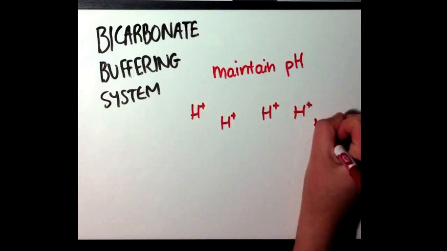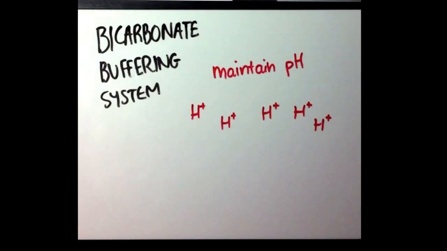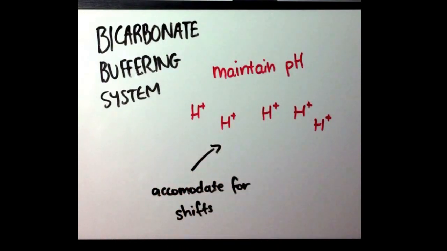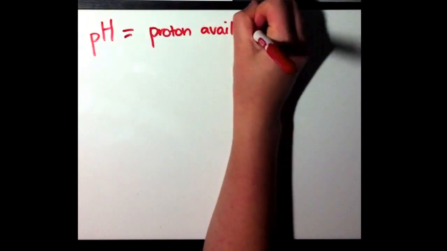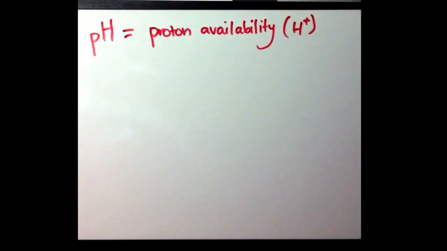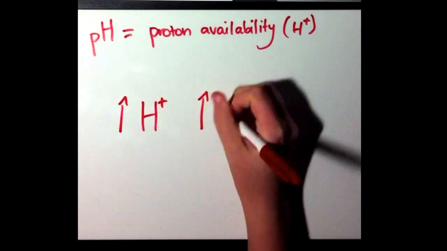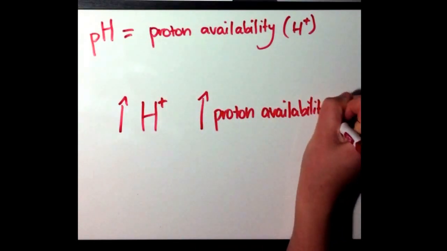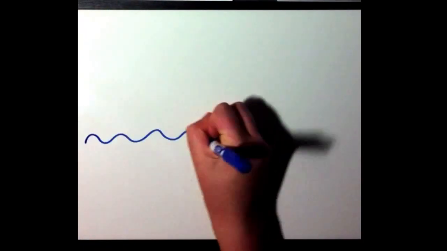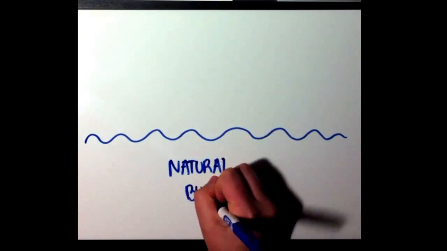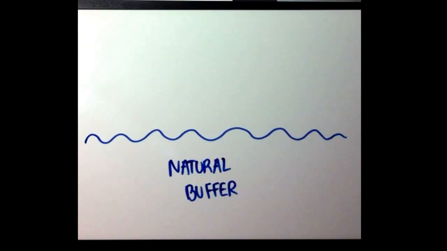Buffers are any chemical that can help maintain a pH range and therefore accommodate for shifts in hydrogen ion concentrations and resulting pH. The pH of any given substance is determined by its proton availability. When there is an increase in hydrogen ions, which have a positive charge, there is an increase in proton availability, and therefore a lower pH. The pH of oceans is naturally maintained by seawater, as seawater acts as a natural buffer.